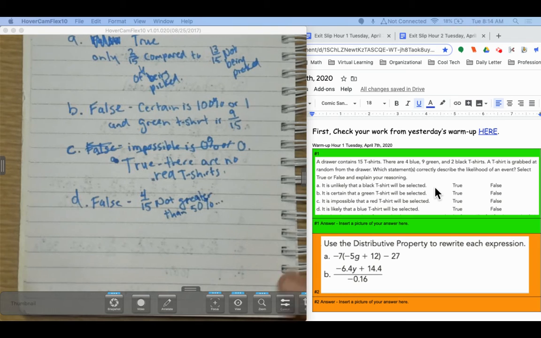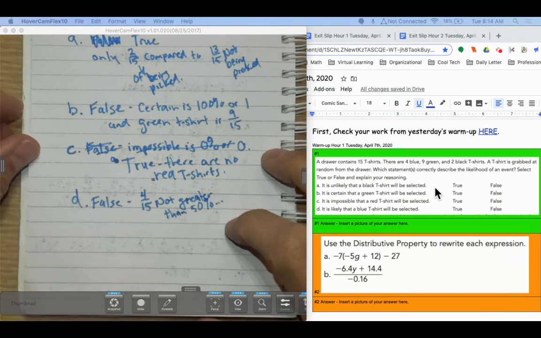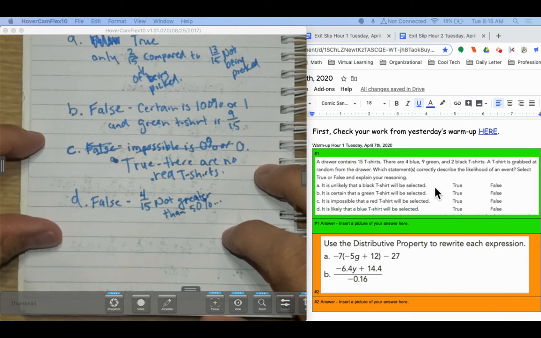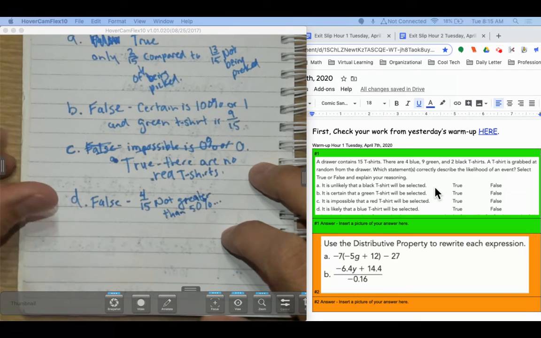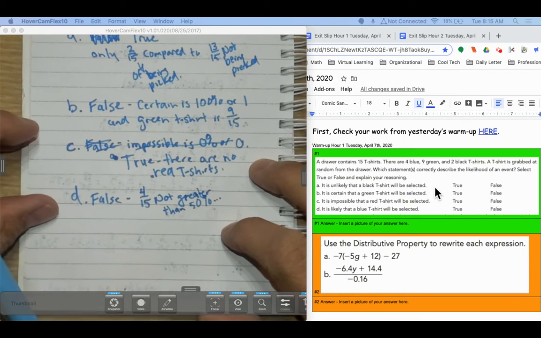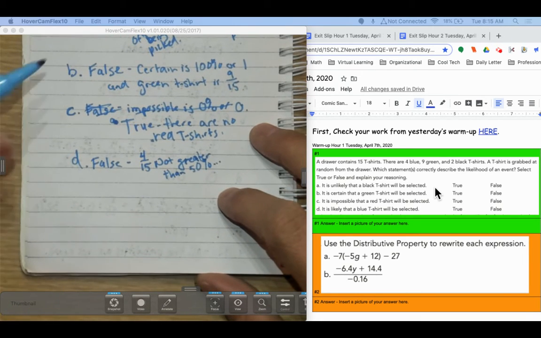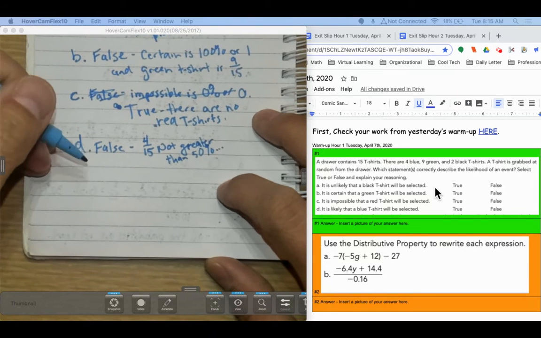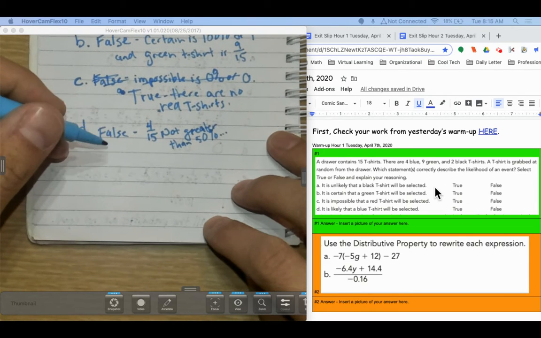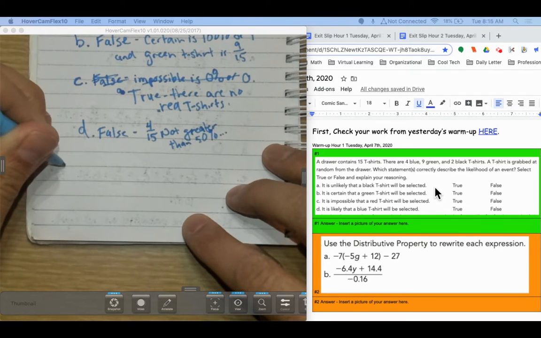Okay. So that's the top section. I want to think if my answer is right. I want to try to think about how I would explain that answer using what I know about probability so far. Okay. The bottom says use the distributive property to rewrite each expression.